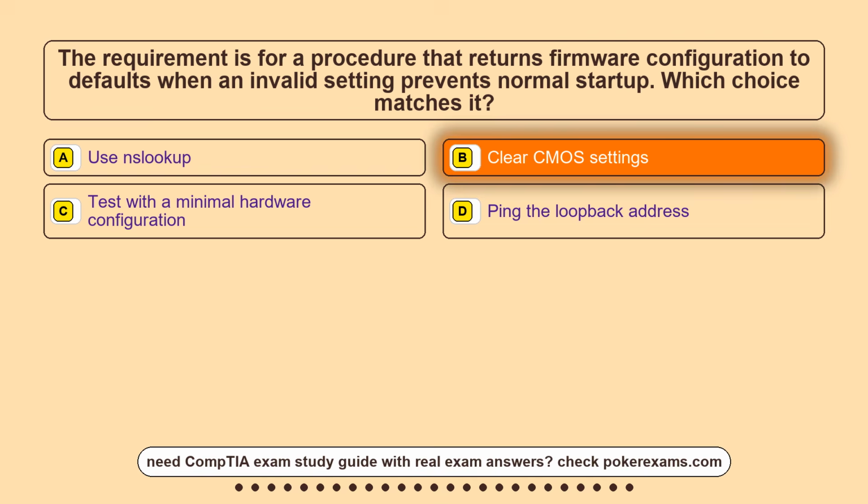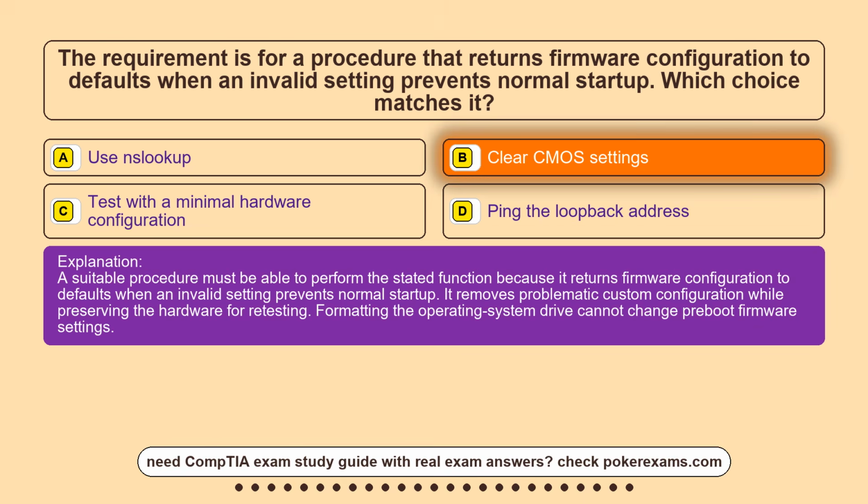Clear CMOS settings. A suitable procedure must be able to perform the stated function because it returns firmware configuration to defaults when an invalid setting prevents normal startup. It removes problematic custom configuration while preserving the hardware for retesting. Formatting the operating-system drive cannot change pre-boot firmware settings.